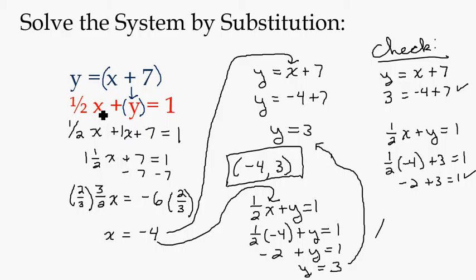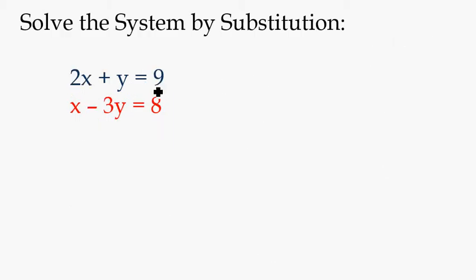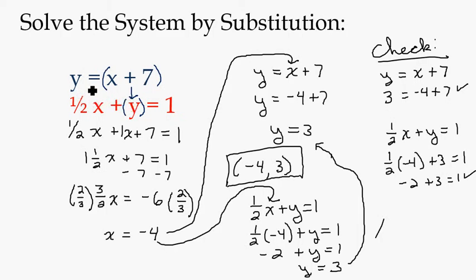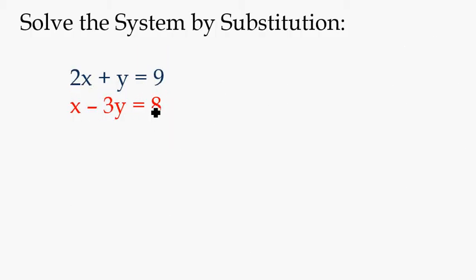Now, before we do that, I want you to notice that when I started this process, I substituted x plus 7 in for y because I had y equals x plus 7. What if you don't have something like that? I don't have anything here that's like y equals or x equals. This is my other example we're going to look at. Going back to the last example, we had y equals x plus 7, so I could just put x plus 7 in for y. Here we don't have a y equals or an x equals.